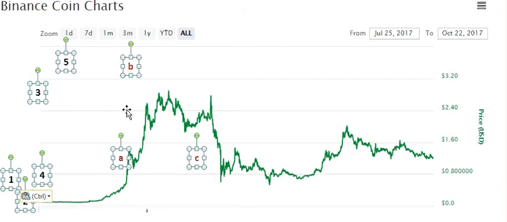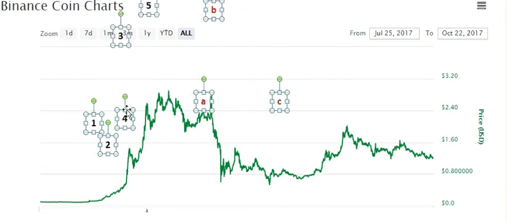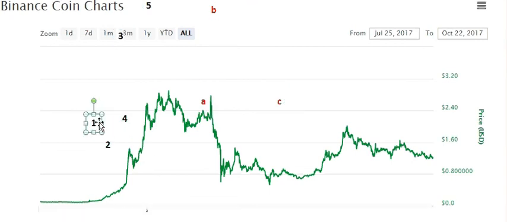I already pre-made my wave numbers, so I don't have to keep typing it in. So here is wave 1. This data is from Genesis of this coin from the very start. I think it says all the data here. Wave 3, wave 4, and wave 5.